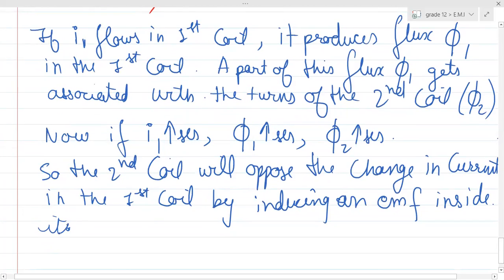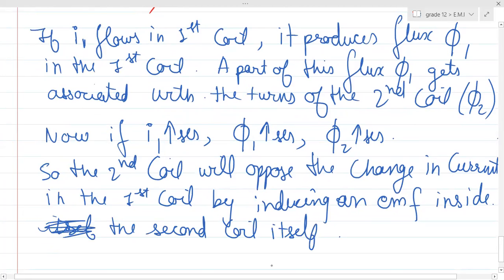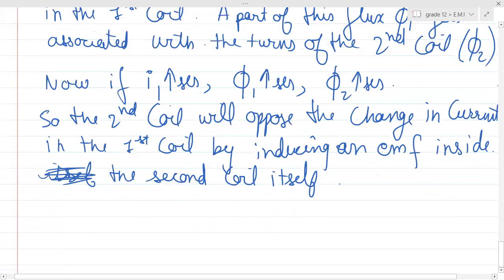Inside itself, inside the second coil itself. I'll write clearly, inside the second coil itself. Please remember, why is it doing the opposition in the change? It is because it is in accordance with Lenz's law.